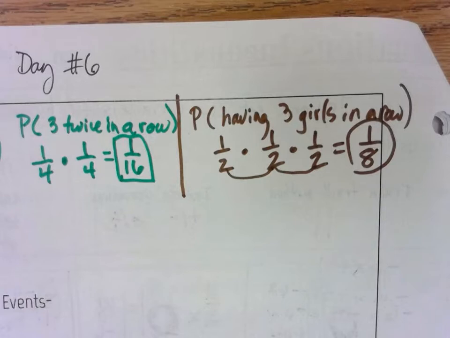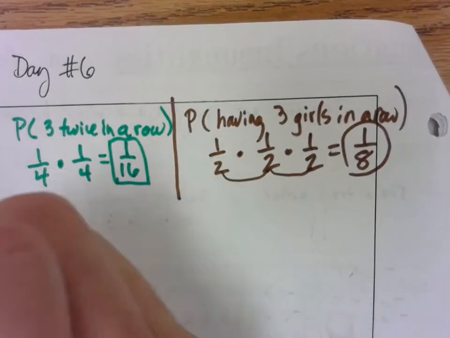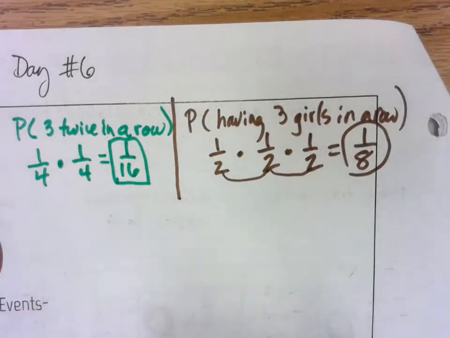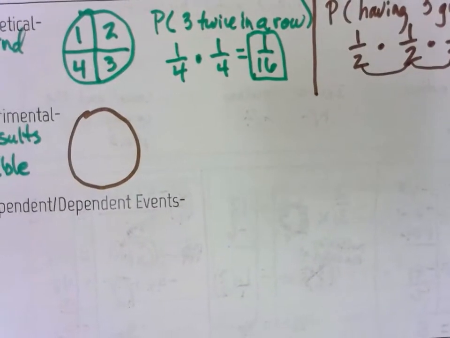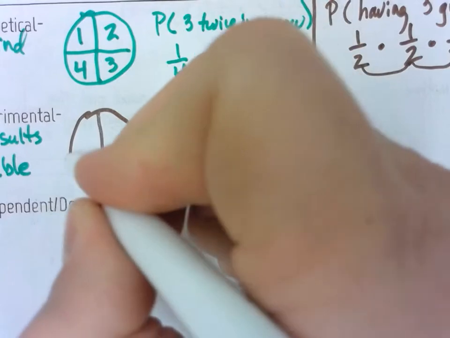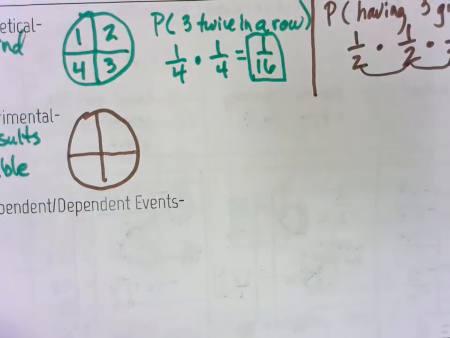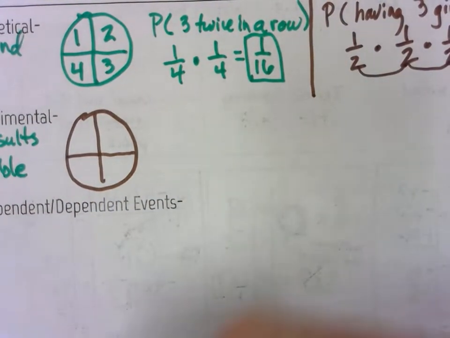So let's draw us another little spinner over here, okay? Just so you can kind of see the spinner for this one. I'm going to divide this up into 3 colors, okay? So let's say that this section is the red section.